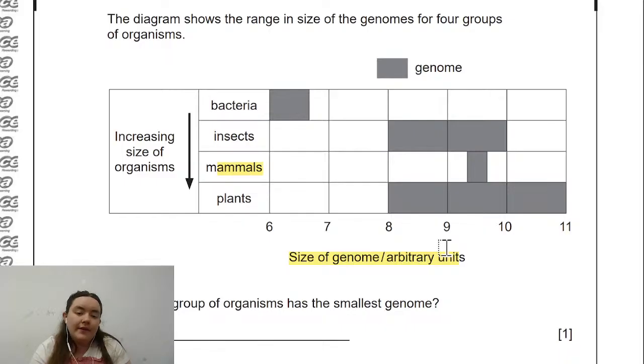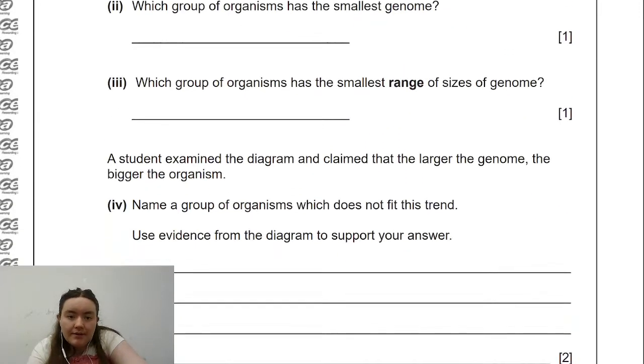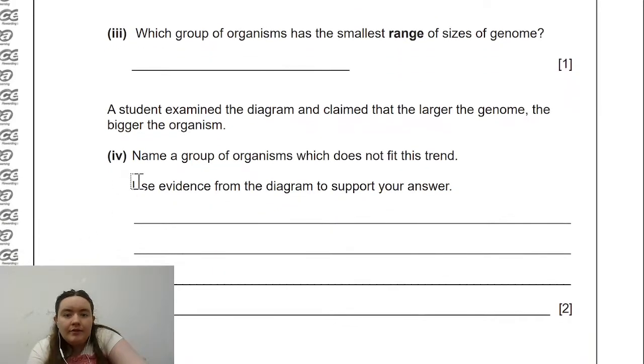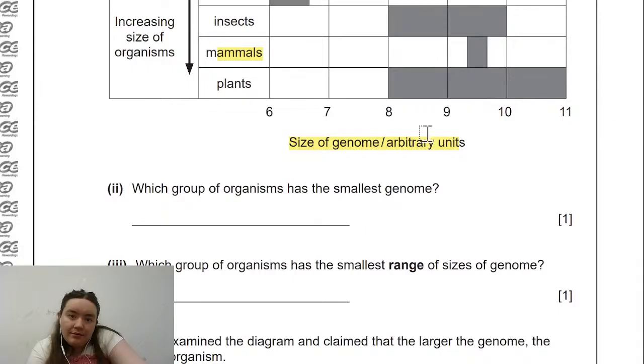So yes, it doesn't fit that trend because some of the larger genomes could be in plants, and plants can be a range of sizes, including smaller than us. Right. So it says use evidence from the diagram, which basically just means read information from the diagram, state it, and explain how that fits your answer.